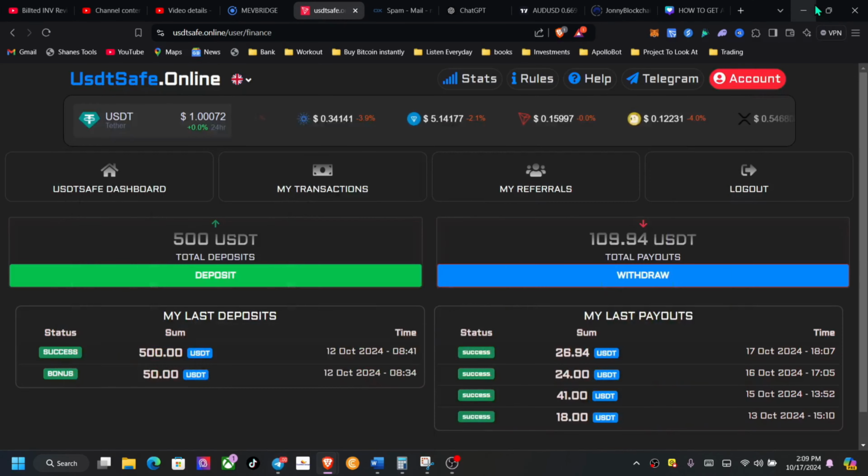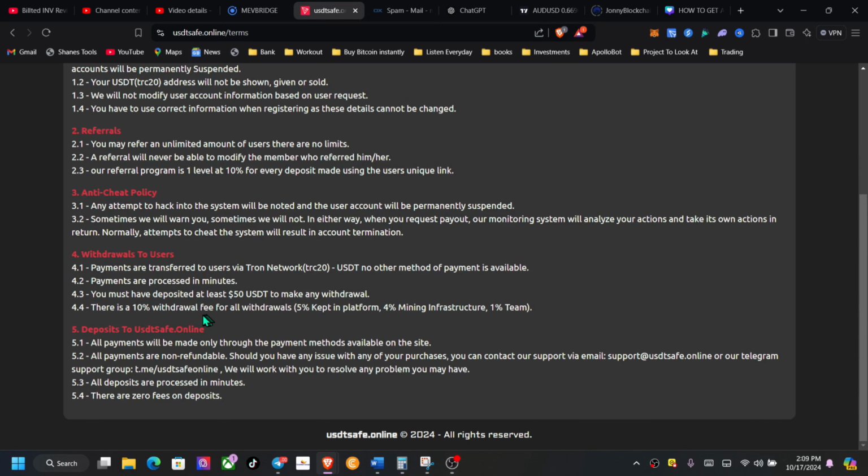What are the withdrawal fees? We will find that in the rules, because I know I have been getting that fee. Let's see, withdrawal to user. Then we see payment transfer network using TRC20. Payments are processed in minutes, so basically instantly. Okay, yeah. There is a 10% withdrawal fee. For all withdrawals, 5% is kept in the platform, 4% mining infrastructure, 1% team. So you can see there is a fee of 10%.